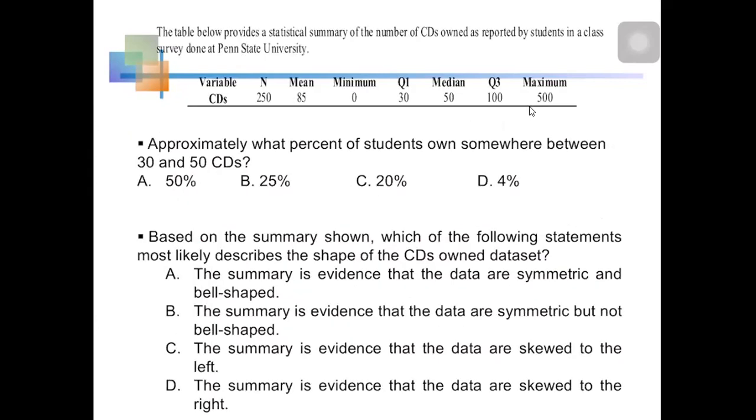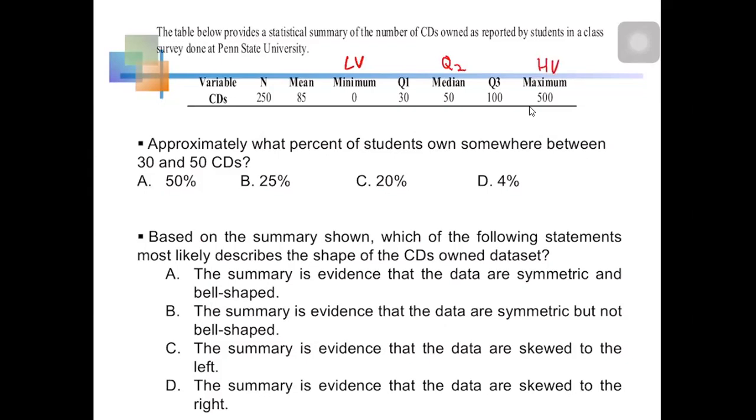Another example here. Variable CD. N, capital N, is the population size. Then this is the population mean, 85. Minimum is the lowest value. Q1 is 30. The median, or what we know as Q2, is 50. Q3 is 100. And the maximum, the highest value, is 500.